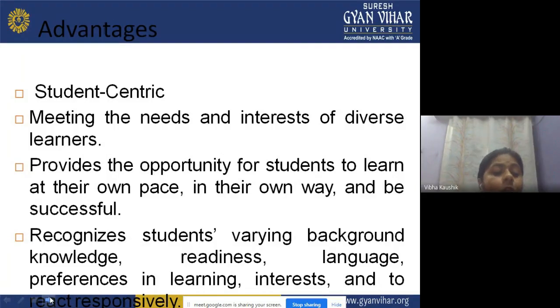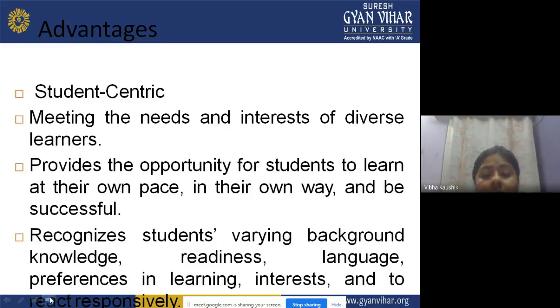And be successful. Now, what is the main point? They want to be successful, and to get success they will decide that I will learn at my own pace. I don't have to go like other students in the way they want to make me learn. All the students have their own learning styles, so they will follow their own learning styles, and by following their own pace and their own way, they will be successful.